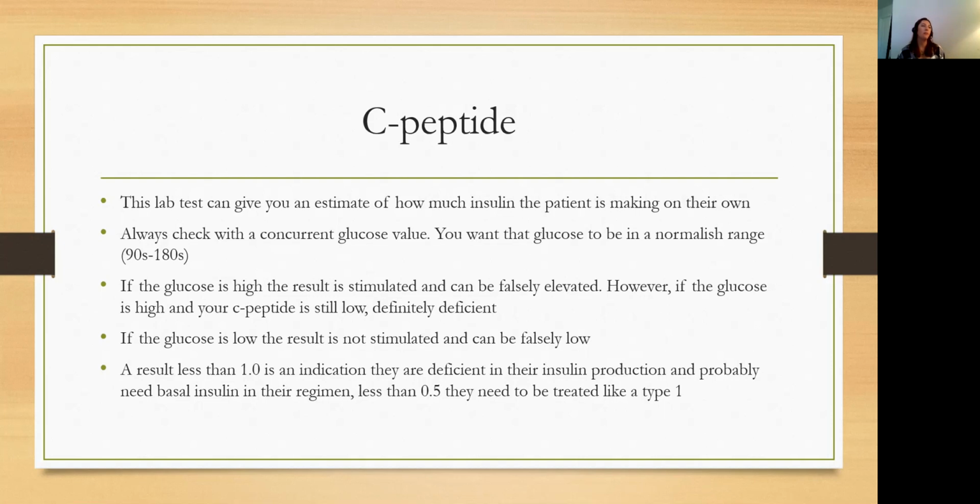But basically, if you have a C-peptide that's less than 1.0, they're definitely deficient in insulin production. Now, you may not need to start them on a full insulin regimen as soon as they're like 0.9, but if they're like 0.5 or less, you really should treat them like a type 1 diabetic. And this is something you could always refer this patient out. But if you get a C-peptide first, you'll kind of know, do I need to refer this patient, or can I still keep treating them as a type 2?